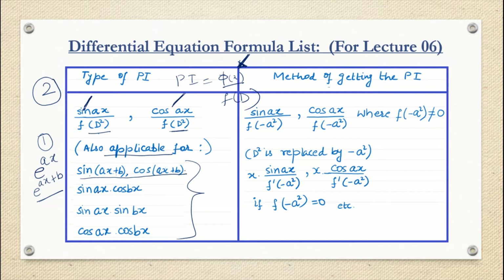Similarly, you can find that the right hand side will be given to you as sine ax into cos bx, cos ax into sine bx, or cos ax into cos bx. What does it mean?